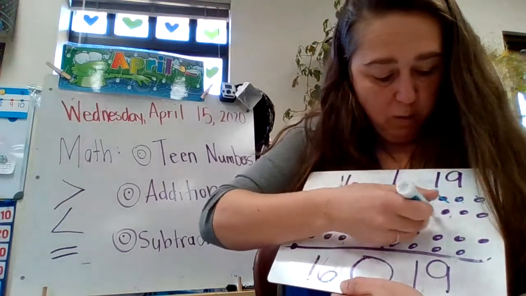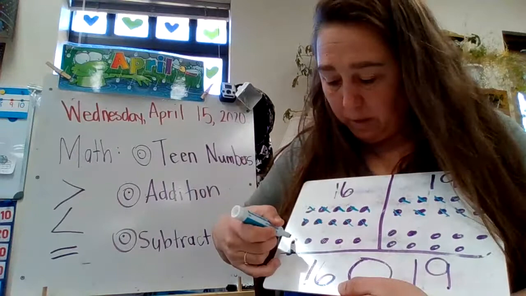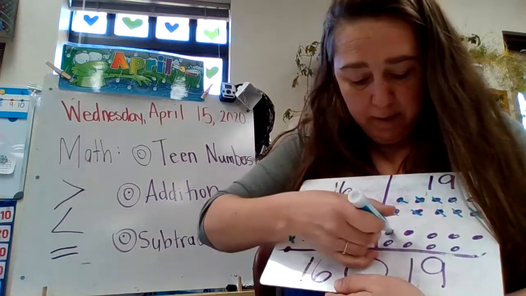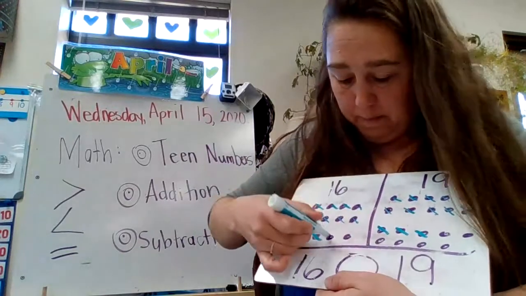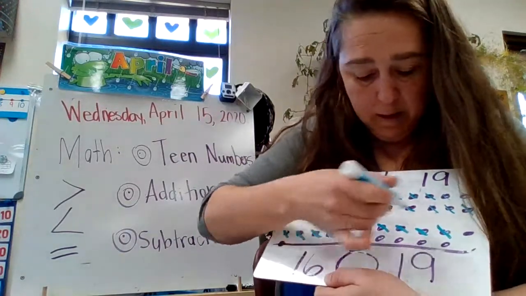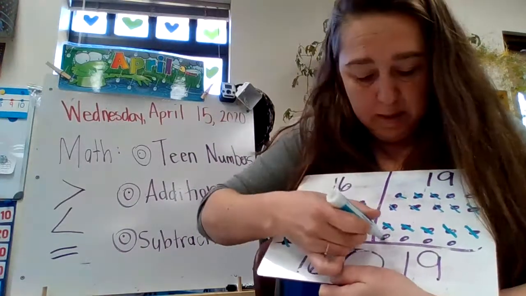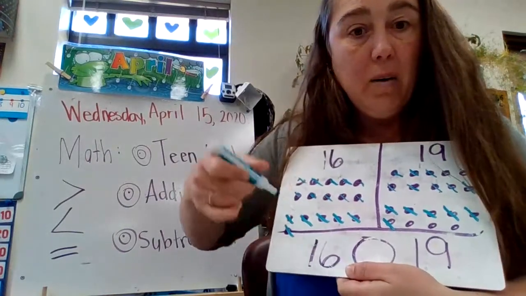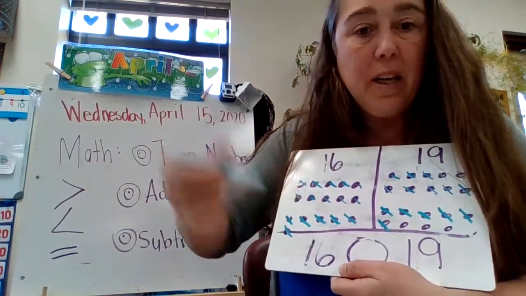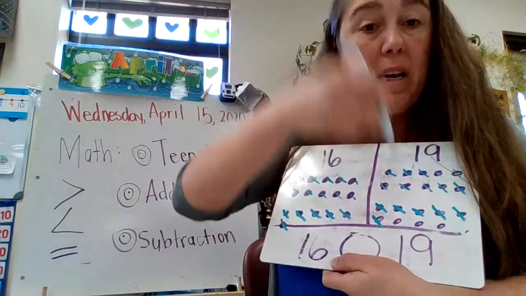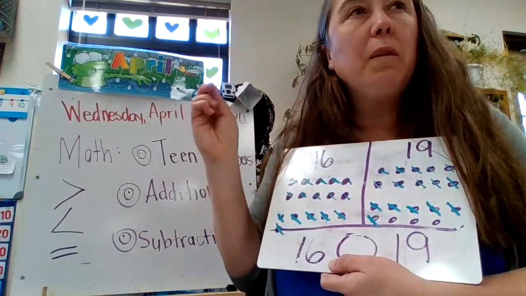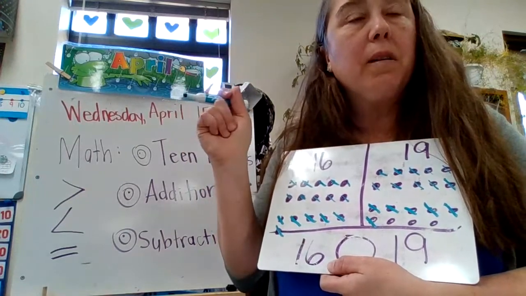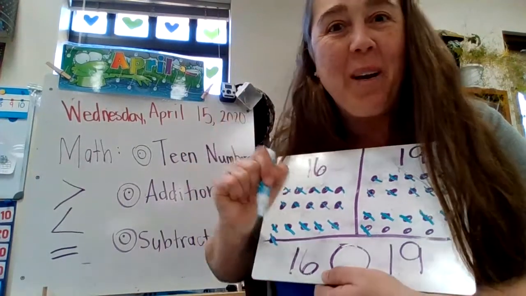So that's all equal. Then we could look at this. We could say, well, 11, 12, 13, 14, 15, 16. Uh-oh, I ran out of circles on 16 and I have more on 19. What is that word we use for more when a number is bigger? If you're yelling out greater, you are right.